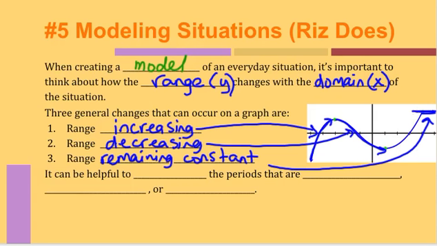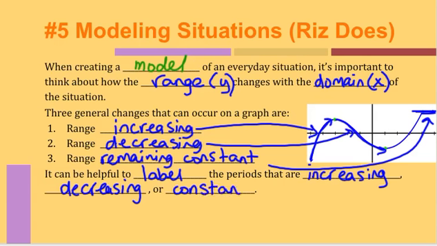It can be helpful to label the periods on a graph that are increasing, decreasing, or constant. And that's exactly what I did up here by drawing these arrows. Let's move on to the next slide.